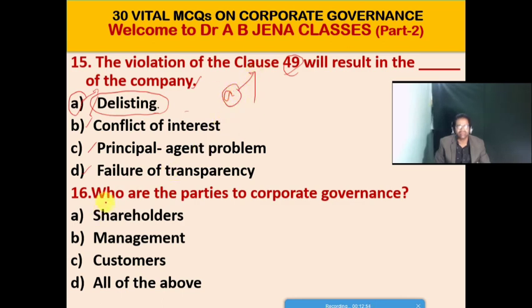So next MCQ, who are the parties to corporate governance? A. Its shareholders. B. Its management. C. Its customers. D. All the above. Friends, so D is the right option for this MCQ. The shareholders, management, customers, creditors, suppliers, they are the parties to corporate governance, or those who are the stakeholders of the business. So here D is the right option for this MCQ.